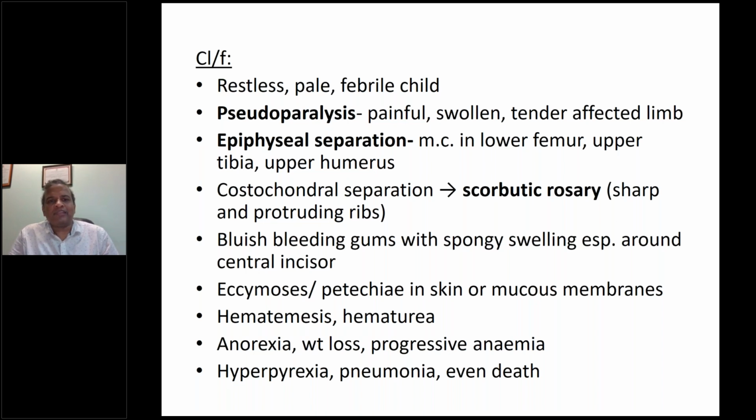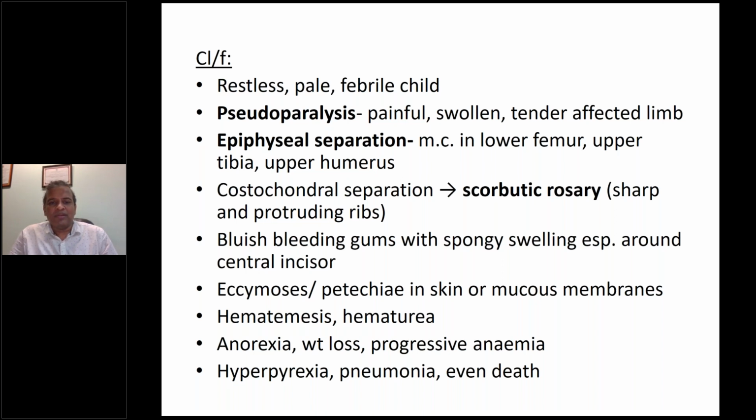Usually the child is restless, pale, febrile, having pseudoparalysis, that is because of the swollen, bleeding, painful joints. The child is not moving the legs or upper limbs. There is epiphyseal separation affecting the lower femur, upper humerus, or upper tibia commonly. There will be costochondral joint separation, leading to formation of the scorbutic rosary.